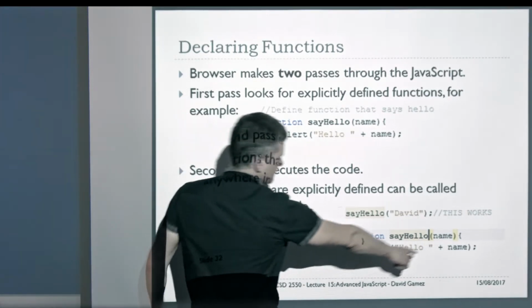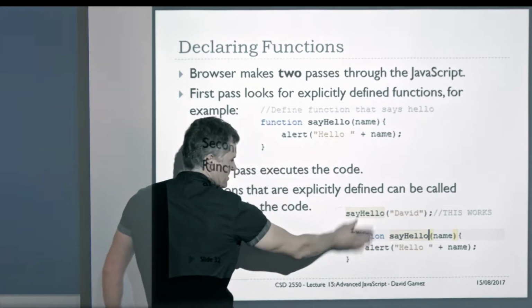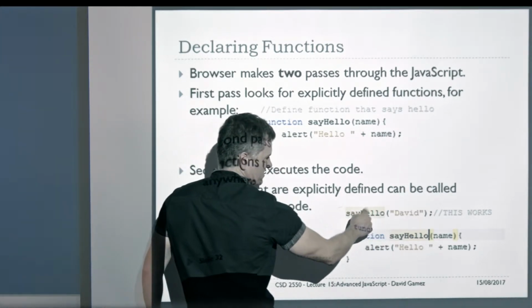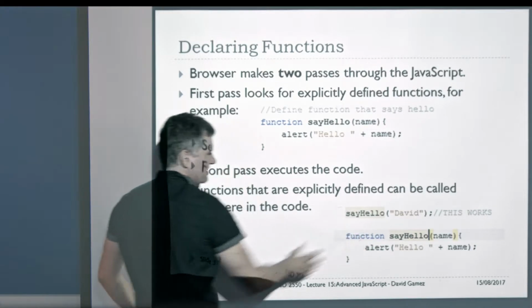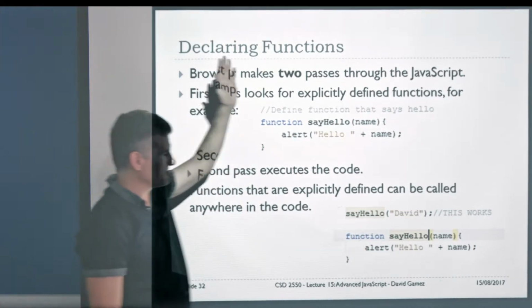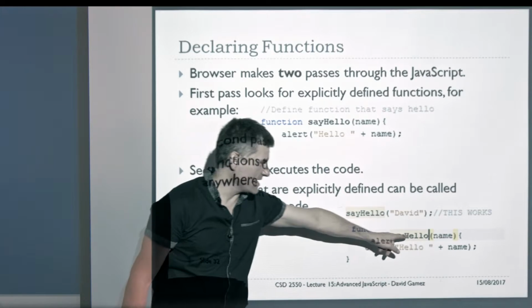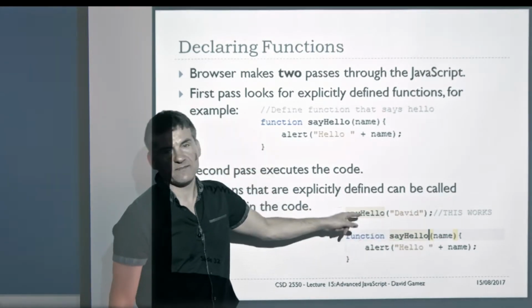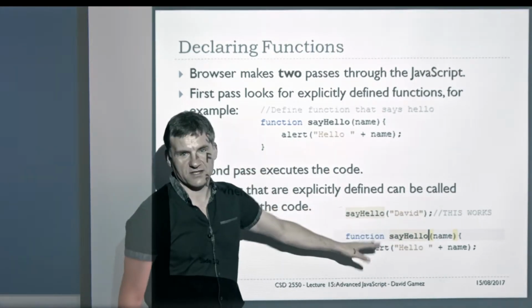In this case, I've got a function here. Although that function comes after, I'm trying to call the function here, and the function is defined after that. That will work fine, because the browser will have done one pass through, it'll have found that function, so I can then call it before the function's actually written in the code. That'll work.